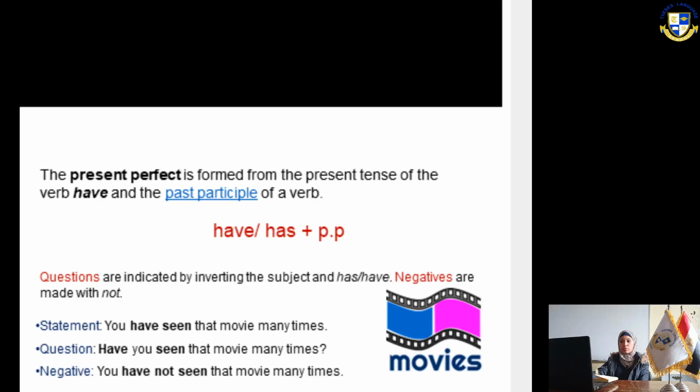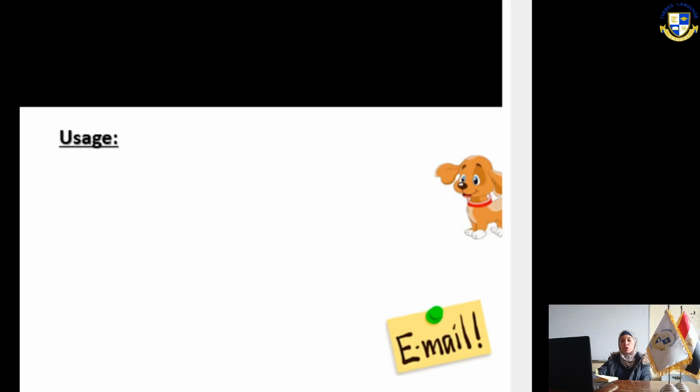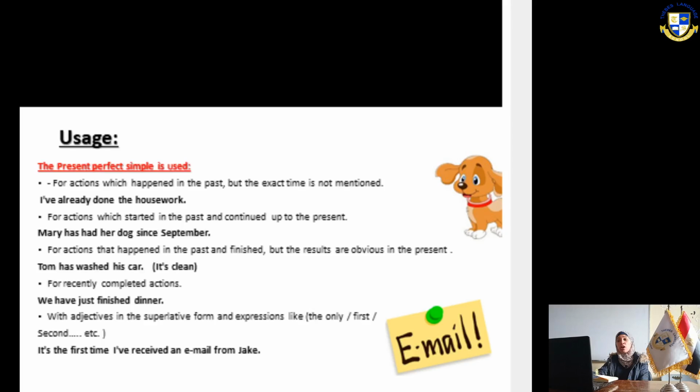Let's move on to the next slide, and this slide will be slide 7. We will talk now guys about the usage of the present perfect simple. We can use it for actions which happened in the past, but the exact time is not mentioned. For example, you can say, I have already done the housework. Now, as you see, the exact time is not mentioned. But if I'm saying, I did the housework yesterday, now I mentioned the time, so I have to use past simple.